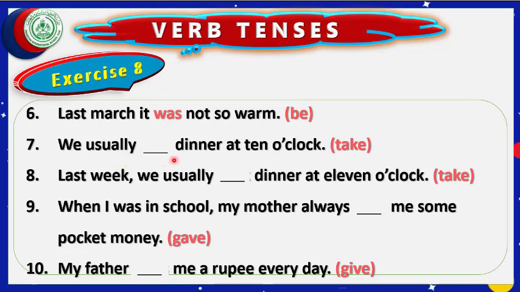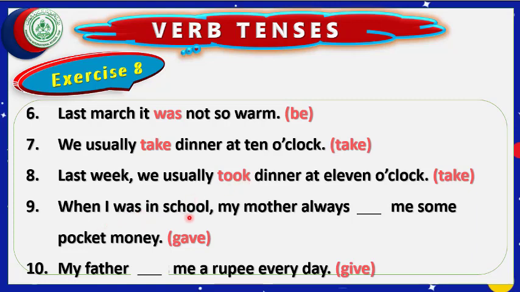We usually dash dinner at 10 o'clock. Nothing is here to show that we are talking about past. Therefore, we shall complete it in present simple. We usually take dinner. Last week here shows we are talking about past. Therefore, it will become, we usually took dinner. In past, we shall write here the second form of the verb. That is why it will become took.